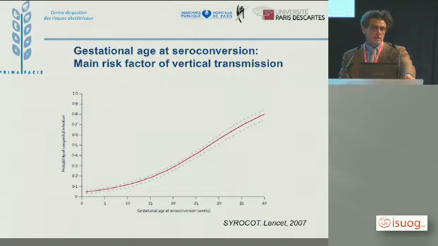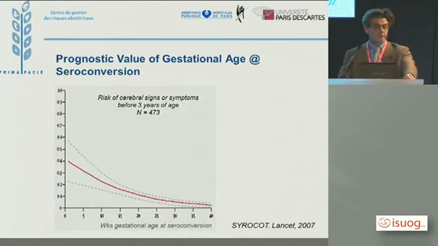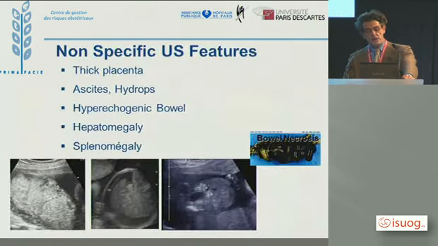The earlier the infection, the more difficult the passage of the parasite through the placenta, but the more risky the infection is, with a crossing of the two curves at around 20 weeks, therefore the worst time in the pregnancy. And the same goes for eye lesions.